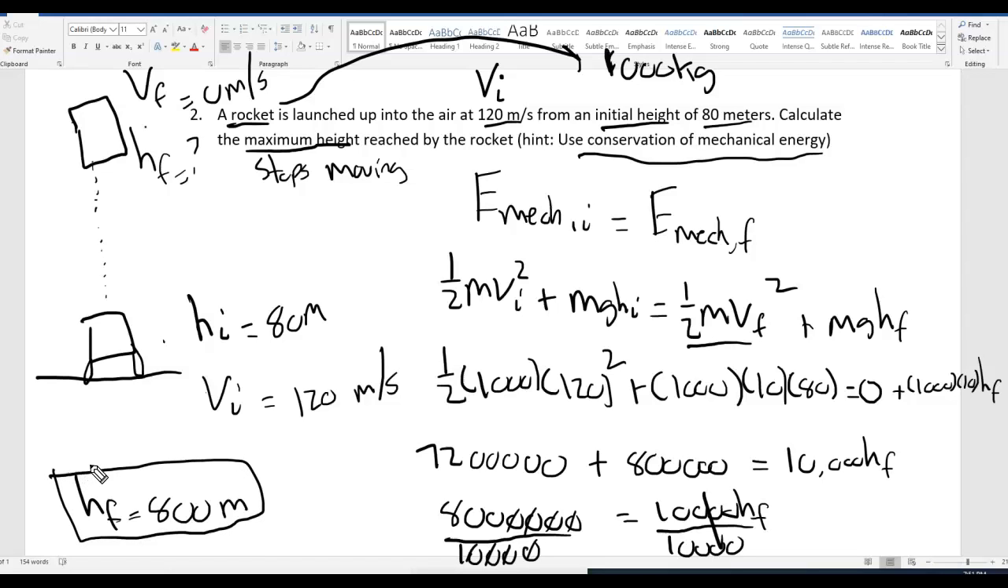Now, if that seems really high to you, well, 120 meters per second is like 250 miles per hour. So it should make sense that it goes pretty high up.